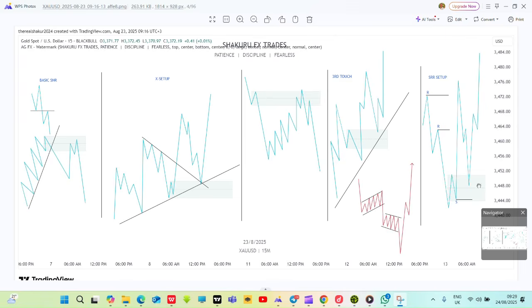Then we mark out the zone at the support down here. So when price retests the zone at the support, we can buy on confirmation, usually candle rejection. It's so simple. Let's go and dive into some examples.